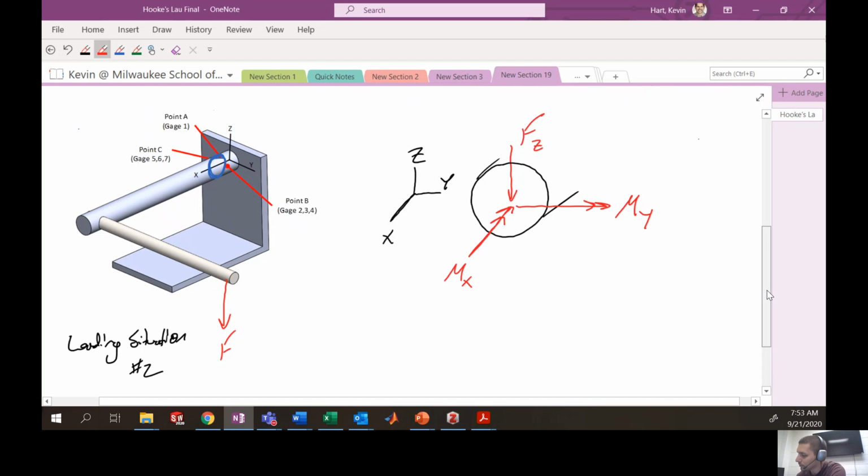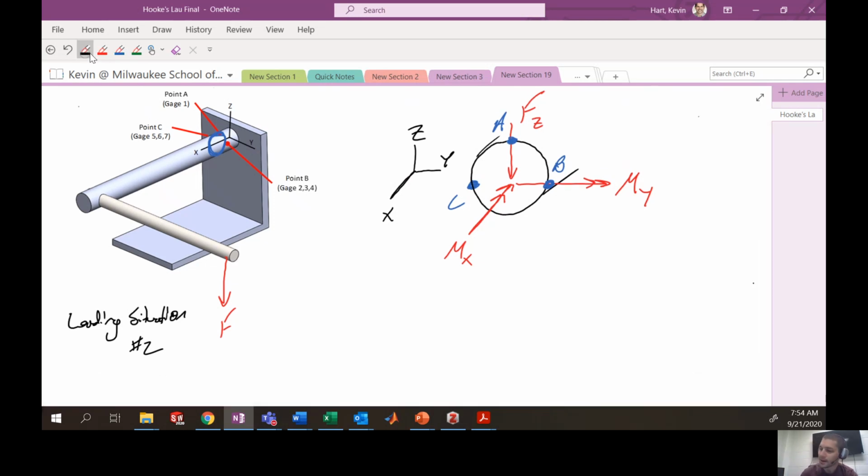Now, what we're interested in is the normal stresses giving us the elastic modulus and the shear stresses giving us the shear modulus. Okay, so we know that our points of interest on this structure where we have strain gauges are up here, and over here, where this we call point A, this we call point B, and this we call point C.